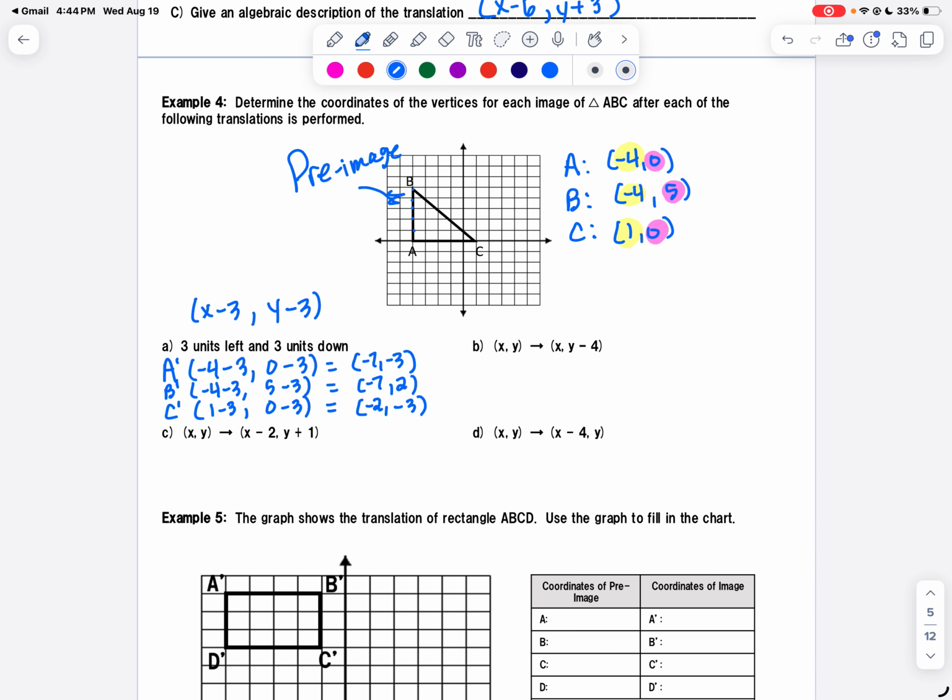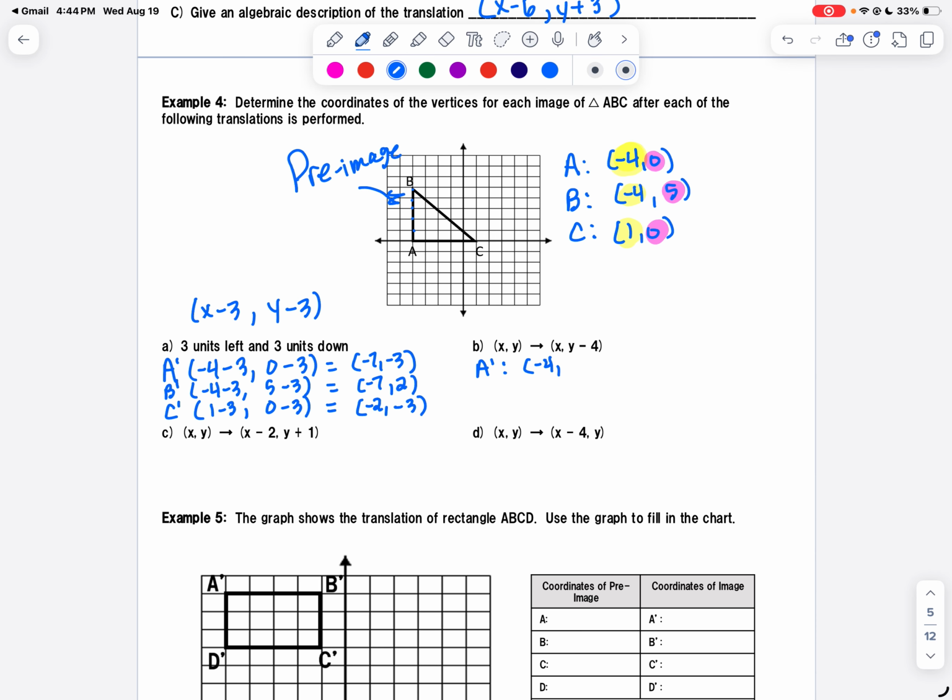All right. In problem B, they want us to leave the x the same and decrease the y value by 4. So A prime, I want to leave my original x value, remember, was -4. And this says to keep it the same. So I'm going to put -4, comma.